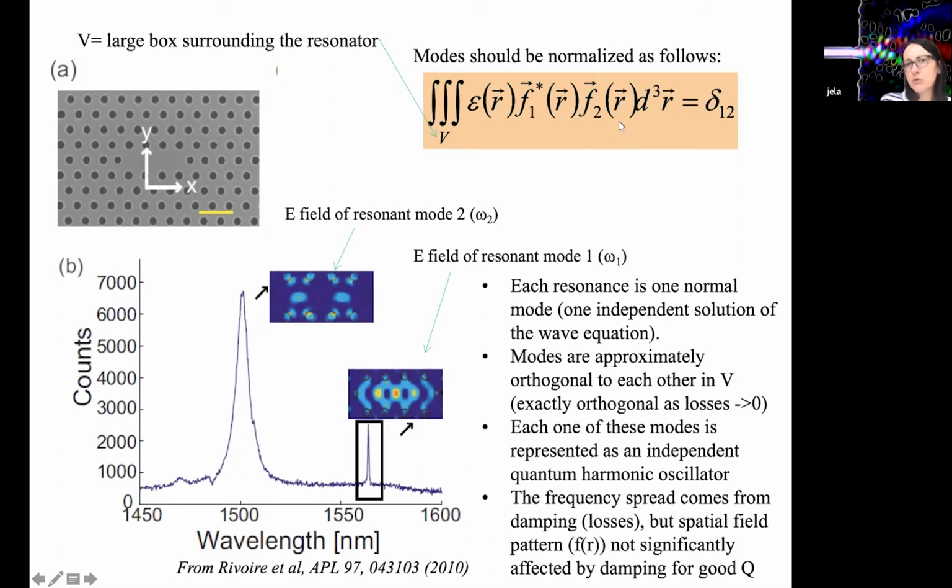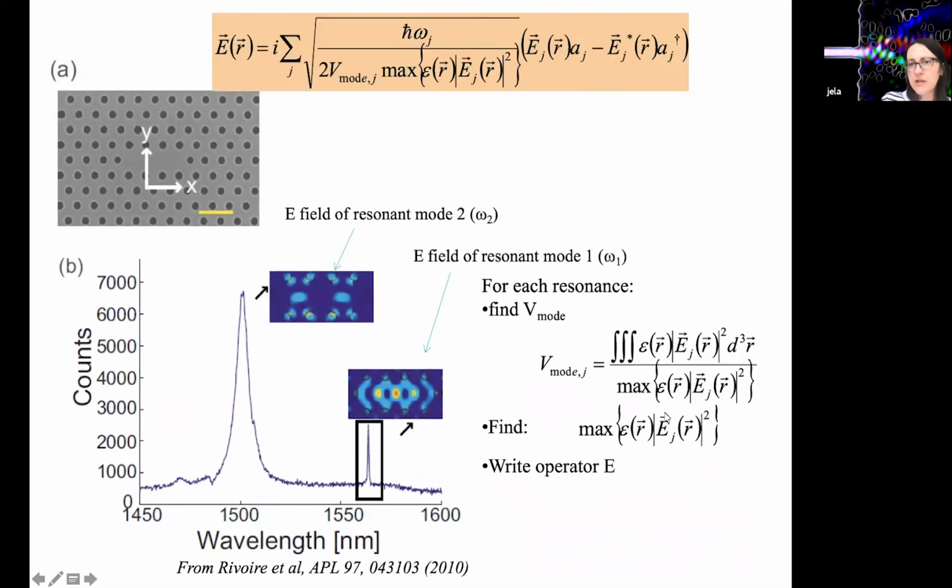And then for each mode, you have to normalize it in this way, which means that you would take the electric field pattern that you obtain from the simulation, calculate the mode volume for that field pattern, find the maximum of epsilon E squared for that field pattern, and then divide that electric field pattern by both V mode and the maximum epsilon E squared. That way you construct the electric field operator.